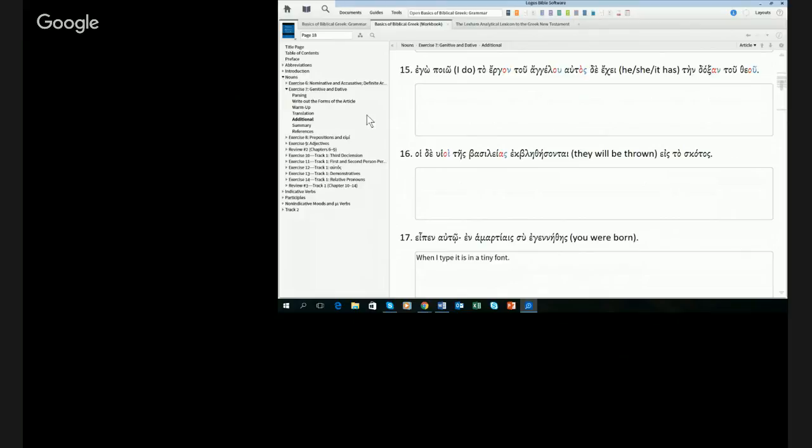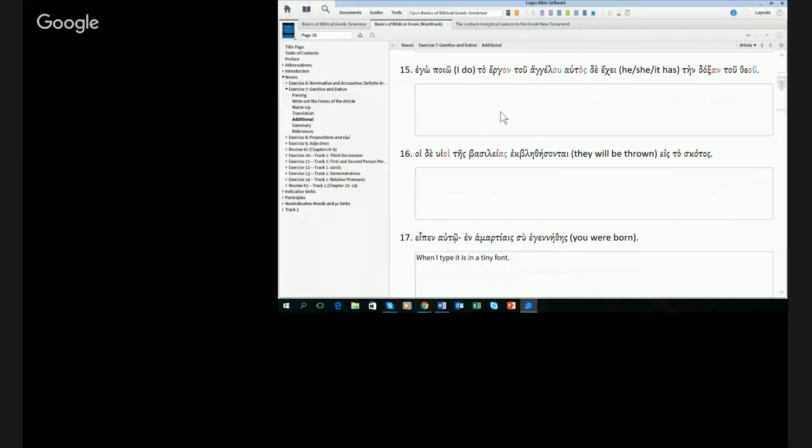For neuter nouns, the nominative and accusative forms are always identical. Always. Without exception. So I do to ergon. It's not going to be the subject, it's going to be the object. I do the work tou angelou, the work of the angel or of the messenger. I do the work of the angel or of the messenger.